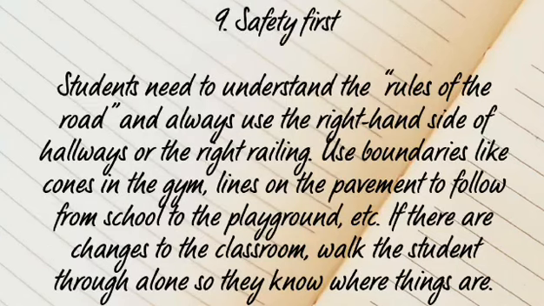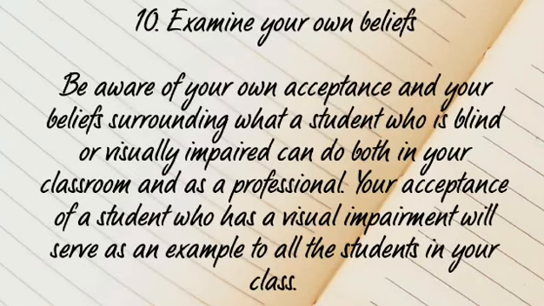9. Safety first. Students need to understand the rules of the road and always use the right-hand side of hallways or the right railing. Use boundaries like cones in the gym, lines on the pavement to follow from school to the playground, etc. If there are changes to the classroom, walk the student through alone so they know where things are.